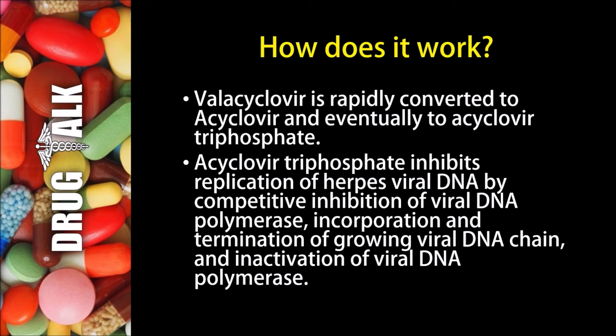So how does Valacyclovir work? Well, Valacyclovir is rapidly converted to acyclovir and then eventually to acyclovir triphosphate. Acyclovir triphosphate inhibits replication of herpes viral DNA by competitive inhibition of viral DNA polymerase, the incorporation and termination of growing viral DNA chains, and inactivation of viral DNA polymerase.